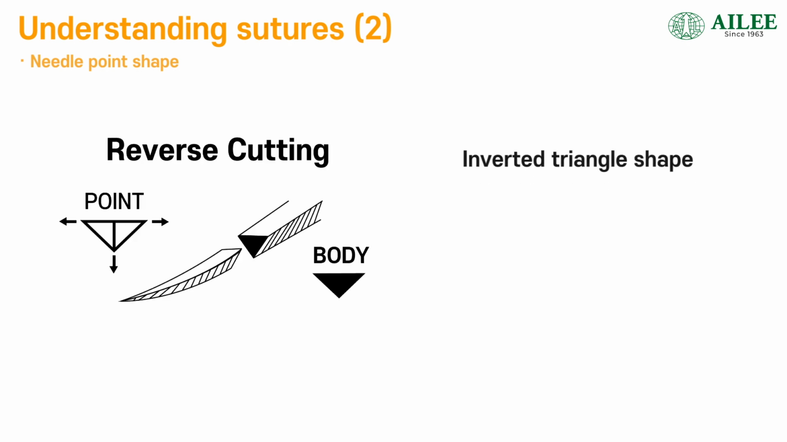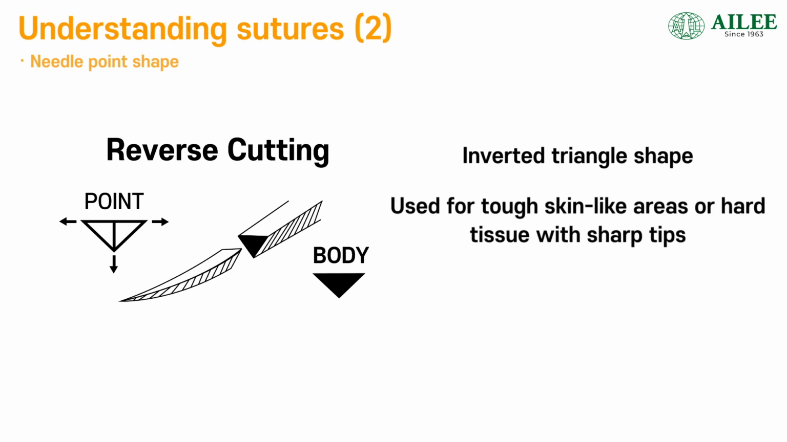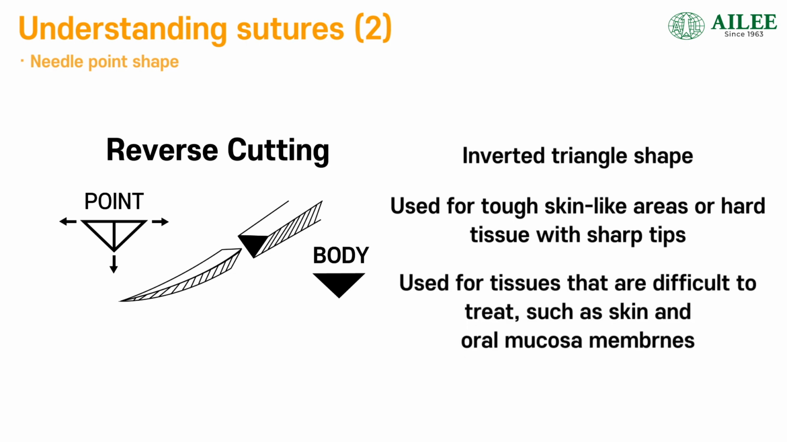And reverse cutting needle, which is in the shape of an inverted triangle, is used for tough areas and hard tissues, like the skin, because of its sharp tip. It is widely used in tissues that are difficult to treat, such as skin and oral mucosa.